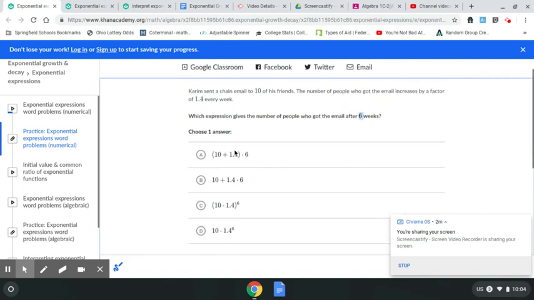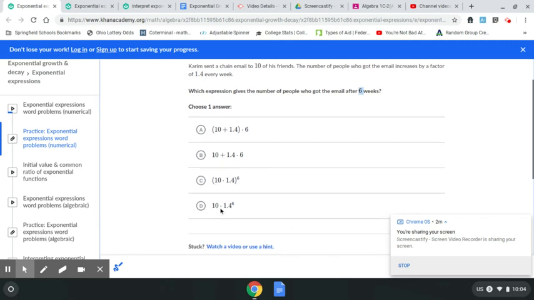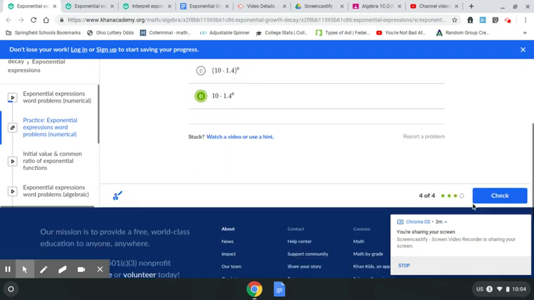So in this case, I need to figure out where 10, I multiply that by the 1.4, and that's raised to the 6th power. This one's out because I have to multiply 10 by 1.4. Same idea with this one. This one's close, but you don't want to multiply the 10 and the 1.4 or raise those to the 6th power. You're only taking 1.4 to the 6th power. So that's why it's got to be D in this case.